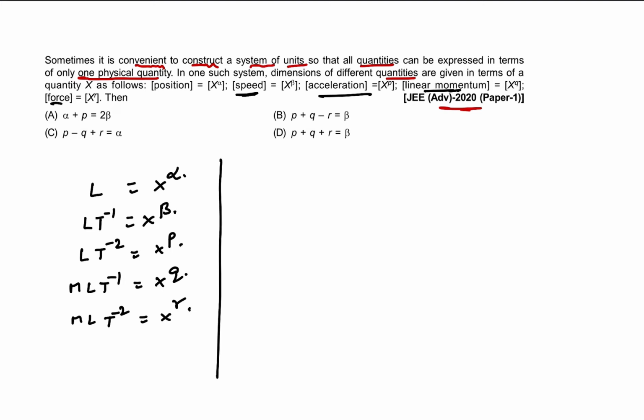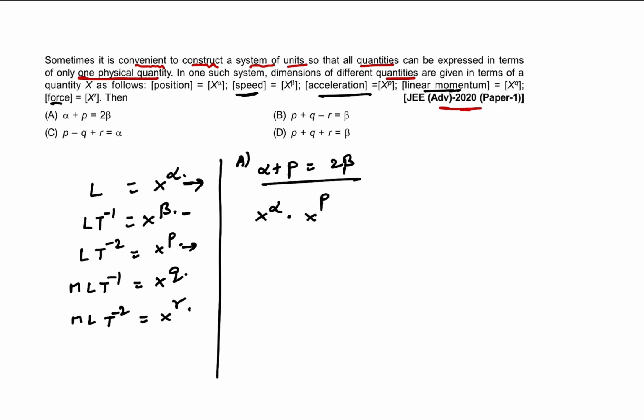Now we need to write the relation between alpha, beta, p, q, r. For that I am taking the options one by one. First option I am going to take: alpha plus p is equal to 2 beta. I am checking whether it is satisfied or not. For that, I multiply the alpha term and the p term.